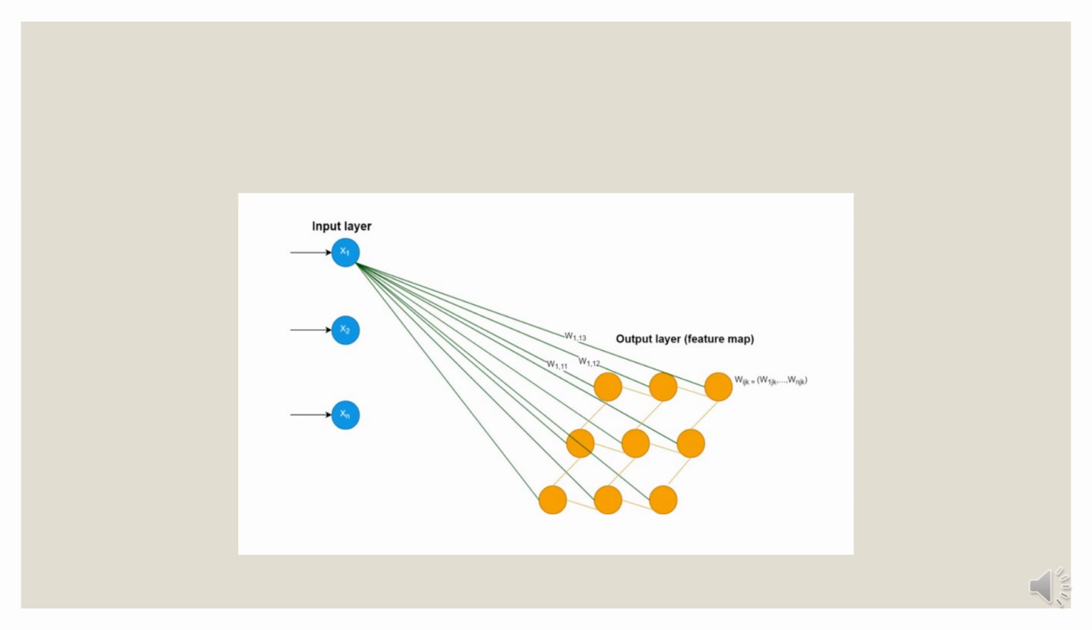We have an input layer like x1, x2, xn. These are the input parameters of the input layer, and we can see the output layer, which is the feature map. So here it does not only have the neural network but also a feature map. In the output you can see all these units like w1, 11, 12, 13. So you have n number of output units.